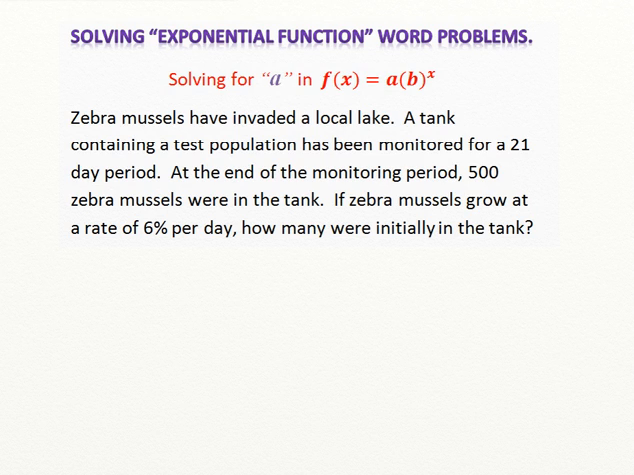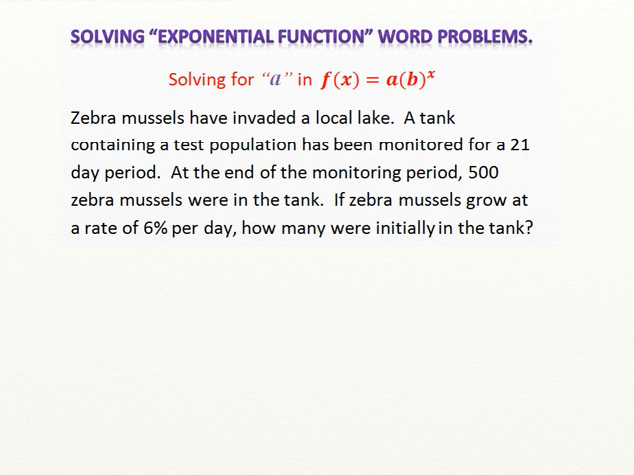In this lesson, we're going to take a look at solving for the initial value in an exponential function word problem. The problem presented is zebra mussels have invaded a local lake. A tank containing a test population has been monitored for a 21-day period, so there's the time period. At the end of the monitoring period, 500 zebra mussels were present in the tank. There's the future value, or the final amount.